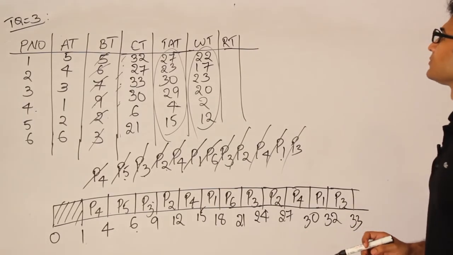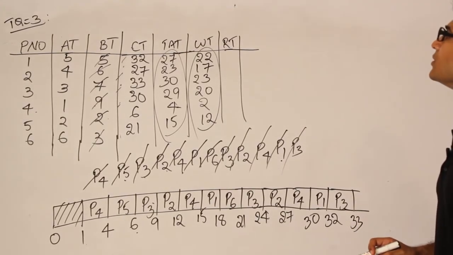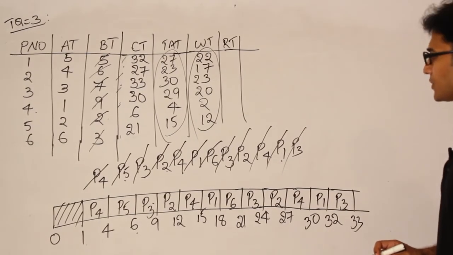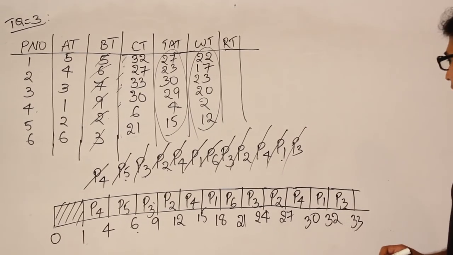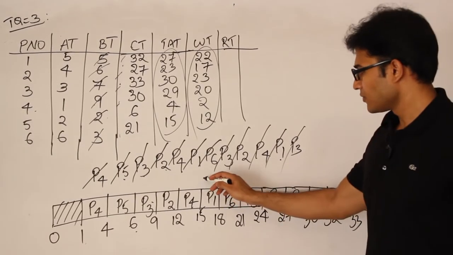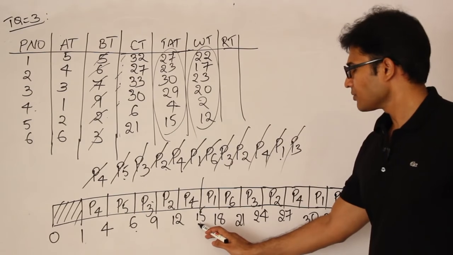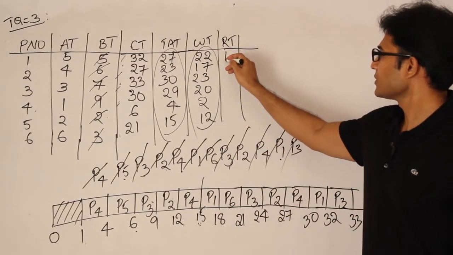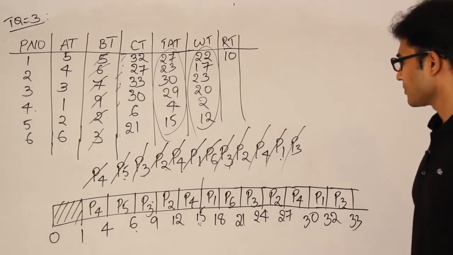Now see this, how can I find out what this response time is? Now check this one for each one. When did P1 get scheduled for the first time? At time 15. When did it arrive? It arrived at 5. Therefore 15 minus 5 is 10. So that is the response time for P1.